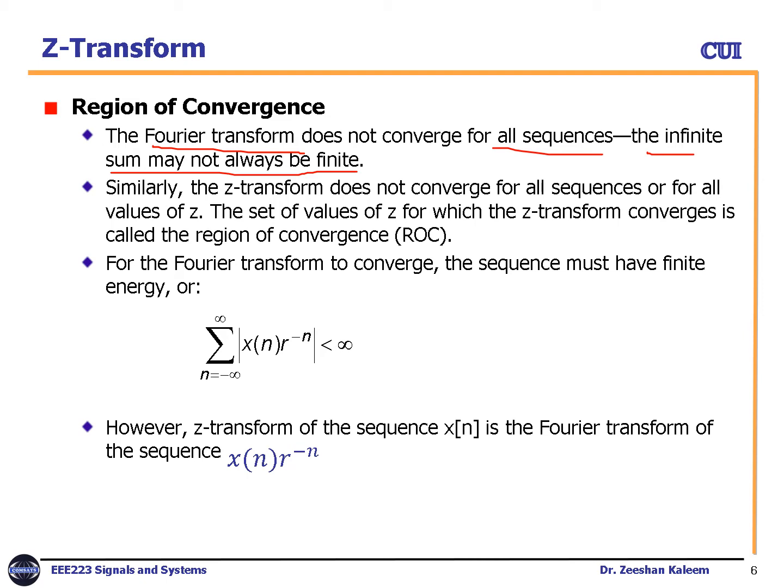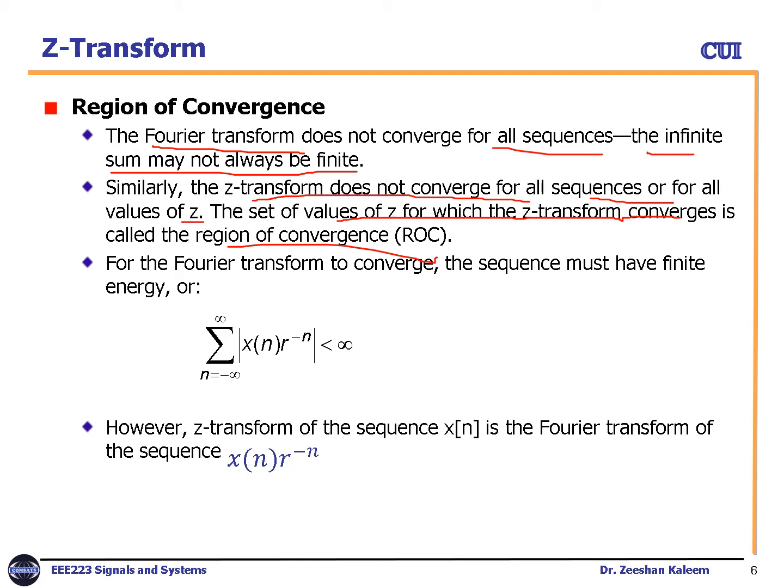Similarly, the Z transform does not converge for all sequences, for all values of z. So the set of values of z for which the Z transform converges is called the region of convergence. So we have to find the set of values of z for which the Z transform converges, and that set of values is called the region of convergence.